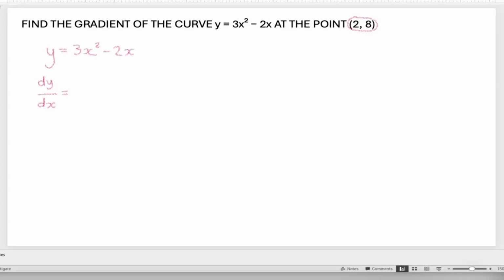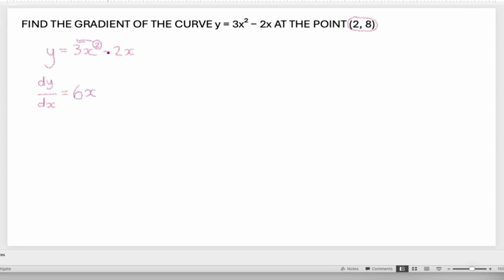3x squared. So what we do is we multiply the power and the coefficient of x. Now 2 times 3 is equal to 6. And then we reduce the power by 1. 2 minus 1 is equal to 1. So there's a little 1 there, but I don't write it, so it just stays 2x.